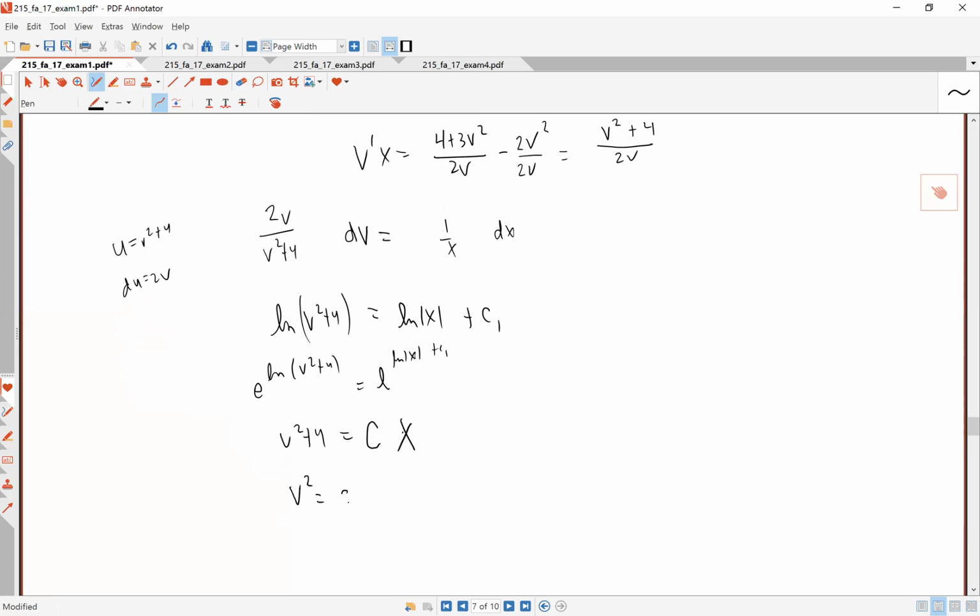V squared equals cx minus 4, and v is y over x. So that's y squared over x squared, or y squared equals cx cubed minus 4x squared, and y now is plus or minus the square root of cx cubed minus 4x squared.